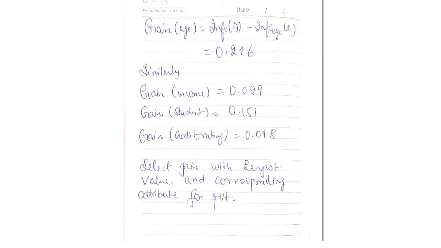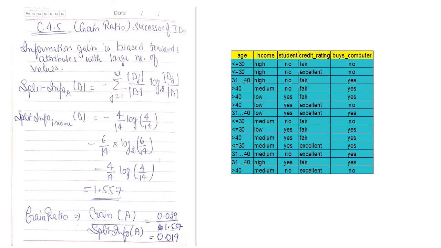Now we are going to talk about C4.5. C4.5 is basically a successor of ID3, and as we know, information gain is biased towards attributes with a large number of values. So we calculated gain ratio for C4.5. For gain ratio we need split info and gain. Split info is the summation of Dj upon D log to the base 2 of Dj upon D.